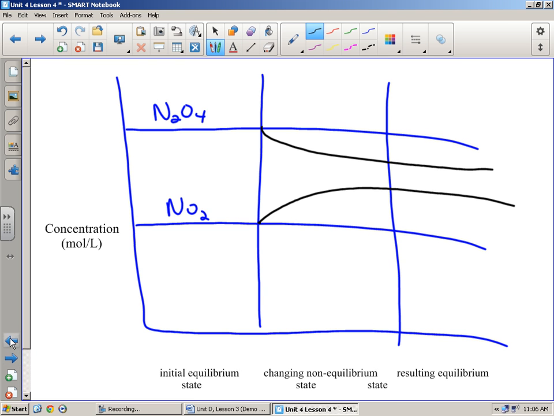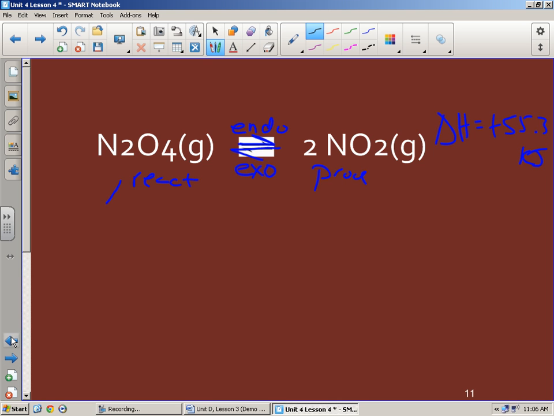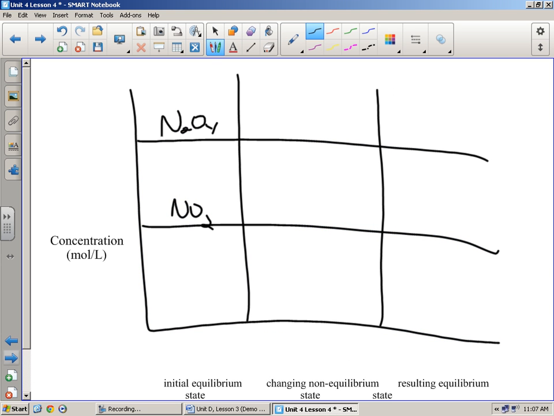Once again, if I cool it down, I need to heat it back up. And if I want to heat it back up, that's an exothermic reaction. So now it's going this way. It's going to favor the reactants. I'm going to be making more reactants, so I'm going to see an increase of N2O4 and a decrease of NO2. I'll use a different color for that. I'm going to decrease NO2 and increase N2O4.